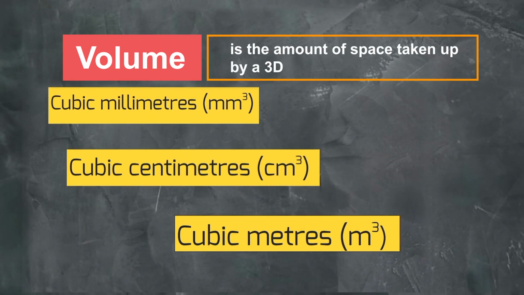When we refer to volume, that is the amount of space taken up by a 3D shape. Again, we can see the units of measure going from the smallest to the largest. Cubic millimetres can be abbreviated as mm with a small 3 at the end. Cubic centimetres, which are slightly larger, can be abbreviated as cm with a small 3 at the end. Cubic metres, which are much larger measures of volume, are abbreviated as m with a small 3 at the end.